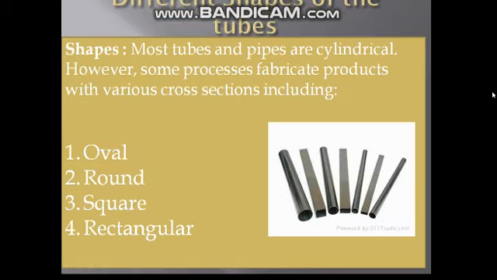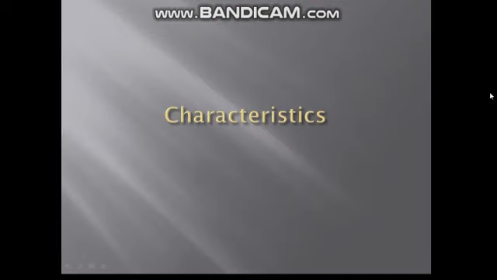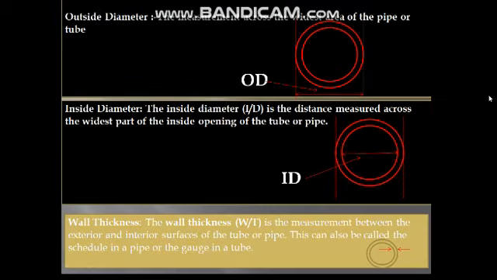Further, we'll talk about different shapes of the tubes we have. Mostly, tubes are made cylindrical in shape. However, some processes require different cross sections, including oval tubes, round tubes, square tube, and rectangular tube. Further, we'll talk about various characteristics of the tube. First, we'll talk about outside diameter.